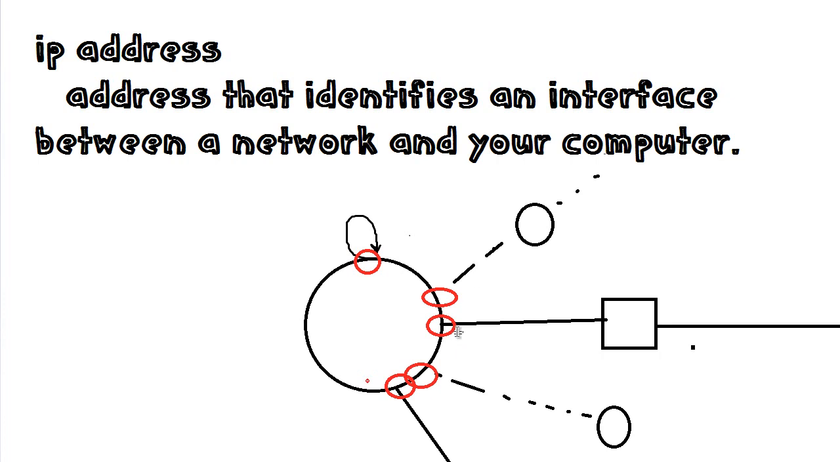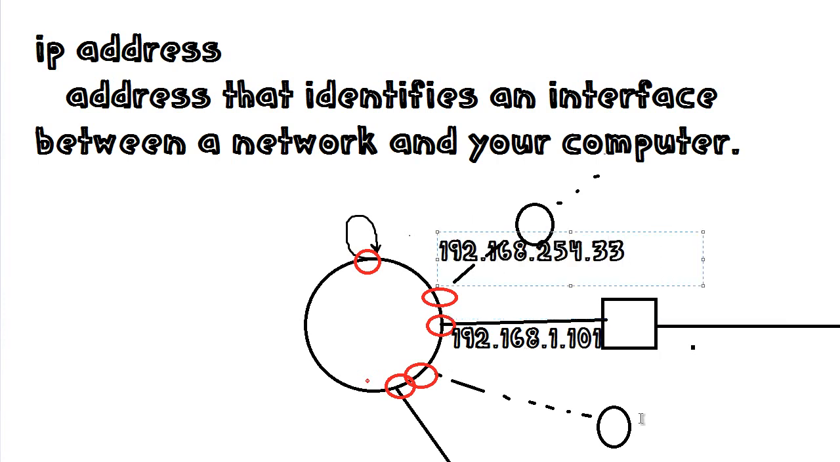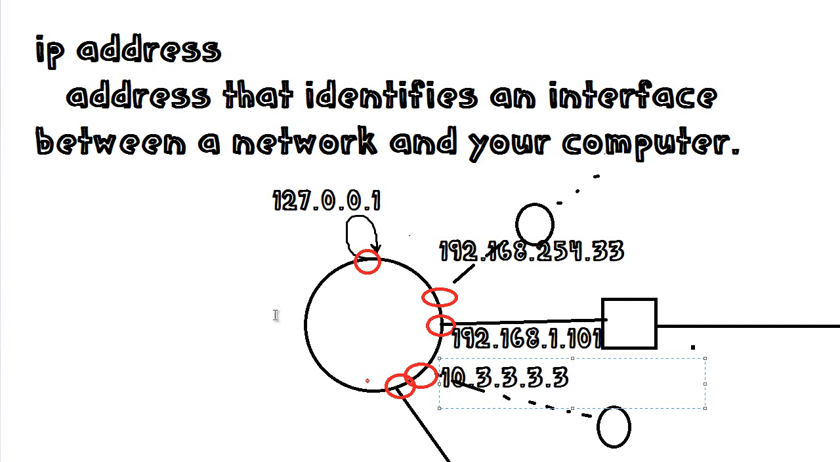So, for example, this one is 192.168.1.101. This interface up here might be 192.168.254 or something like that. This one down here is talking to loopback. This one might be something else. And this one over here probably is made up by your computer because no one ever bothered to assign it an address.